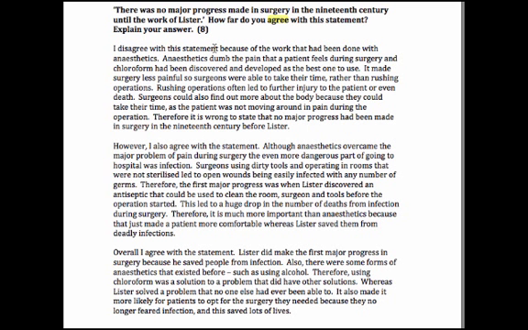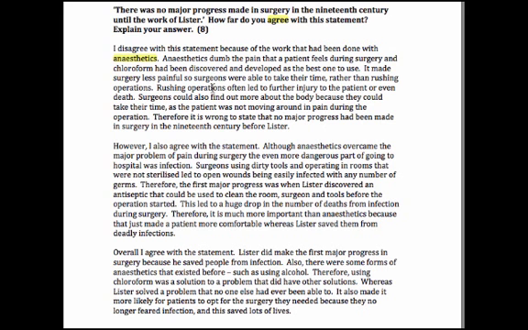"I disagree with this statement because of the work that had been done with anaesthetics." So there's our detail. They've picked out something that happened before Lister and antiseptics, so their job now is to explain how anaesthetics disagrees with this statement, how anaesthetics was actually quite a good development and it actually happened before Lister.